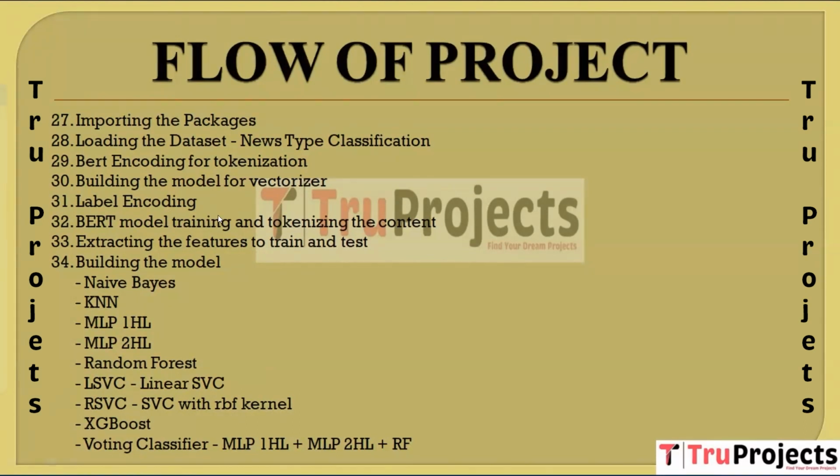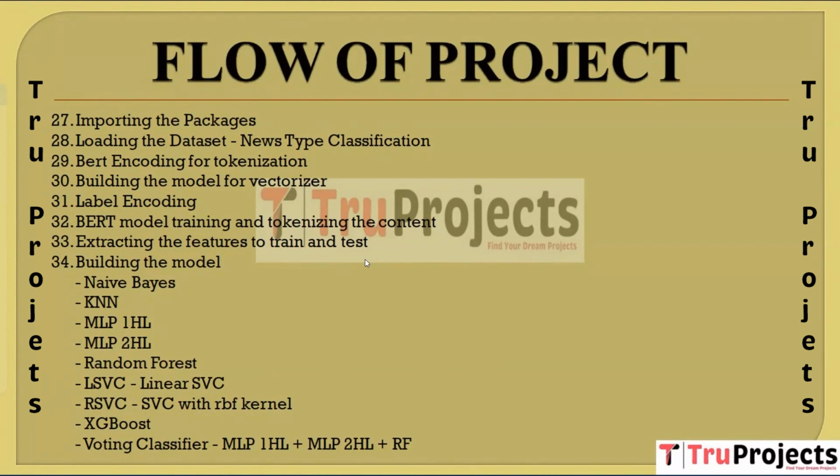Then we have here label encoding. In this step, labels of the news articles are converted into numerical representations using label encoding. Then we have BERT model training and tokenizing the context. The BERT model is trained on the news articles dataset. Once trained, the model is used to tokenize the text of the news articles, converting them into numerical representations that can be used for classification.